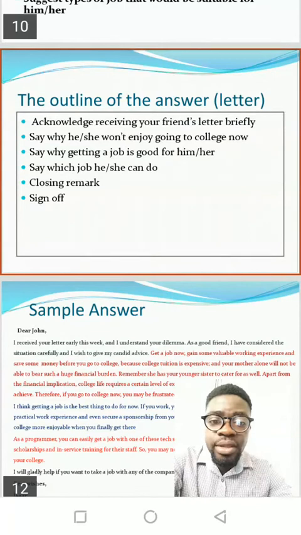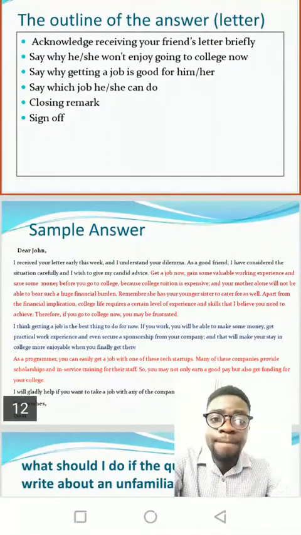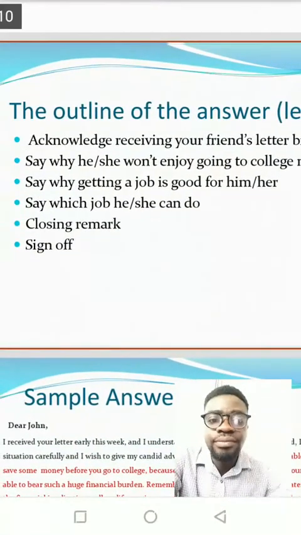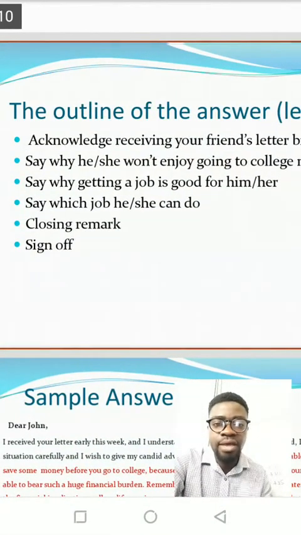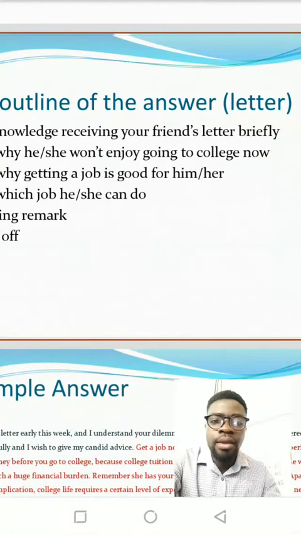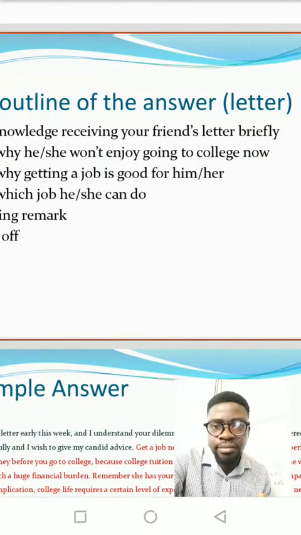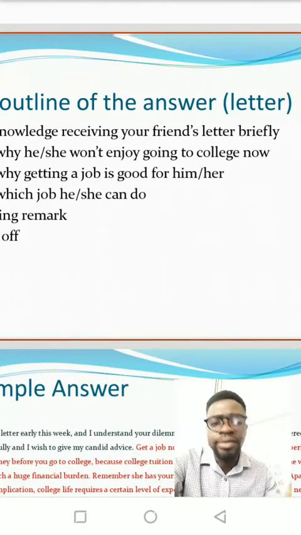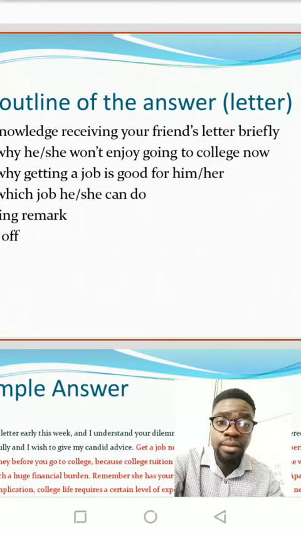Before we look at the response properly, I have an outline here that will give you an idea of what is in the letter itself. In the opening part of my letter, I briefly acknowledge receiving my friend's letter. Okay, you write to tell your friend that you have received your letter and I've read it. I understand what you want from me.